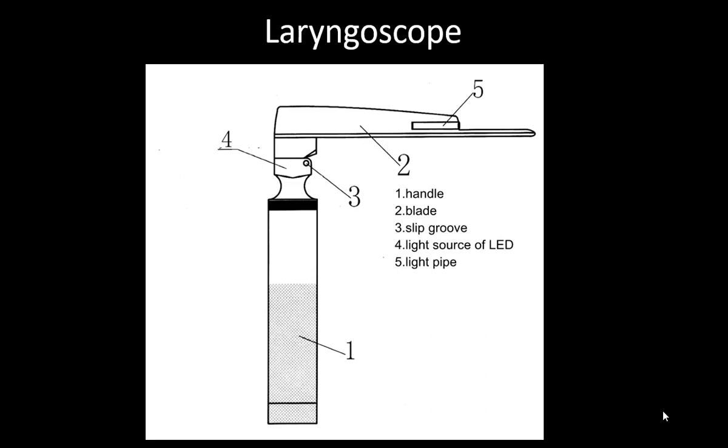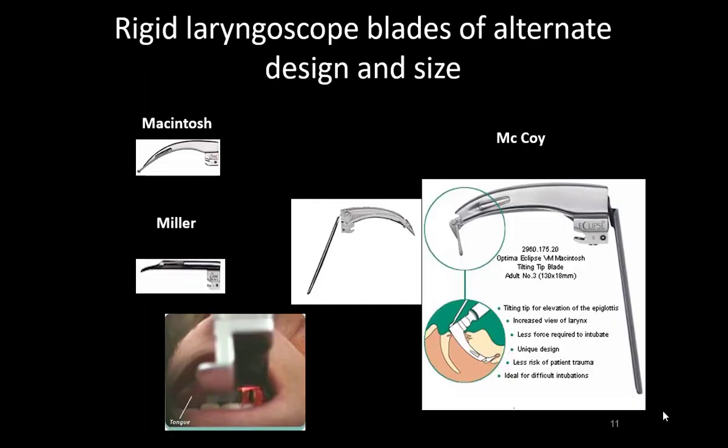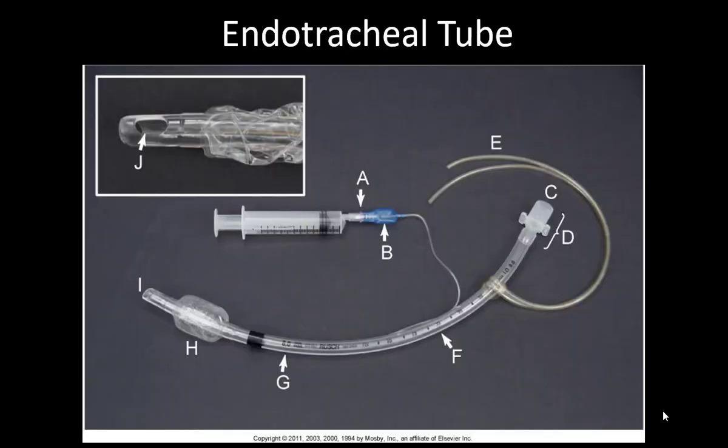Next is laryngoscope. It has different parts. This is handle, this is blade. Which blade is this? Mirror. The third is slip groove, and fourth is light source, and this is LED light pipe. So these are the different blades. Curved one is Macintosh, straight one is Miller, and one with tilting tip is McCoy. The advantage of McCoy is in difficult intubation situation, the visualization is better with this.